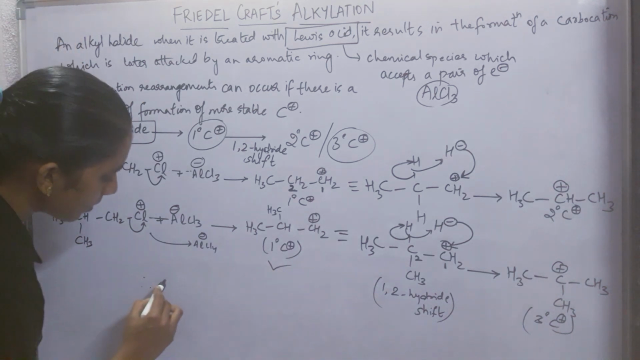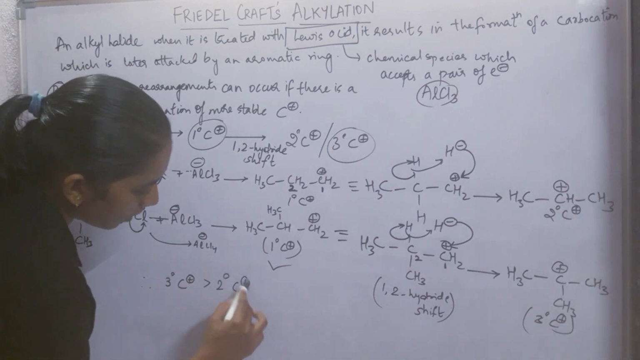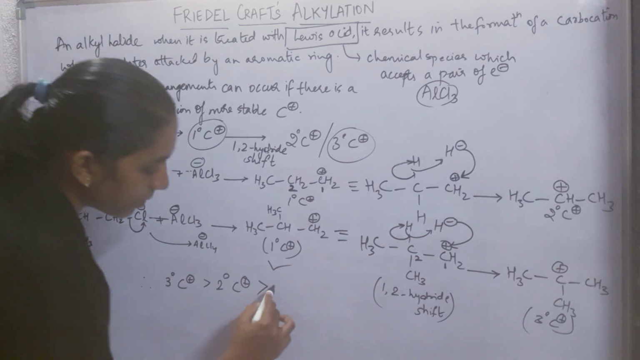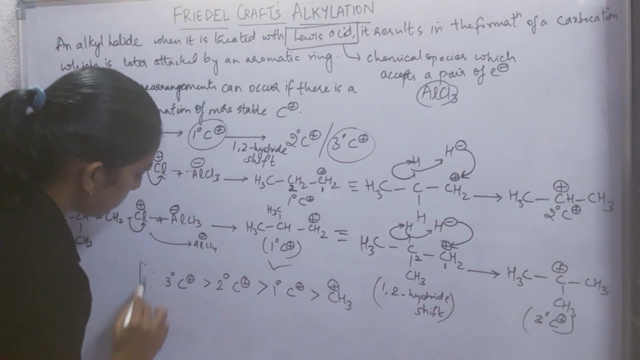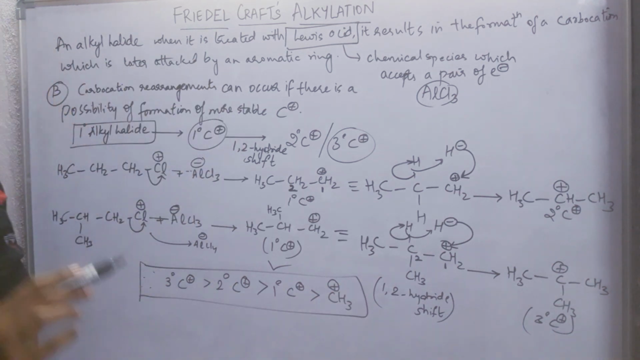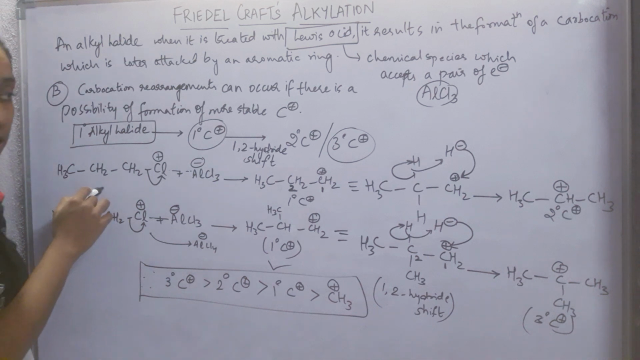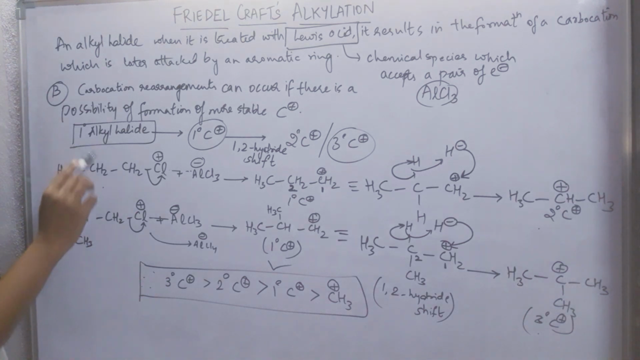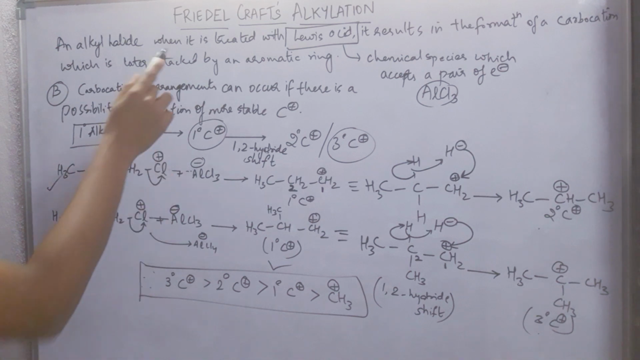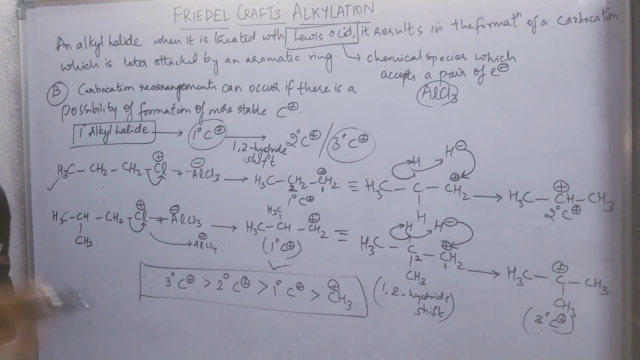So what does this infer? That tertiary carbocations are more stable than secondary carbocations. Secondary carbocations are more stable than primary carbocations, which are more stable than methyl ions. Only when you have a possibility of rearranging a primary alkyl halide into a secondary or tertiary carbocation, then only you have to take a primary alkyl halide, or else you have to go with secondary or tertiary alkyl halides in Friedel-Crafts alkylation.